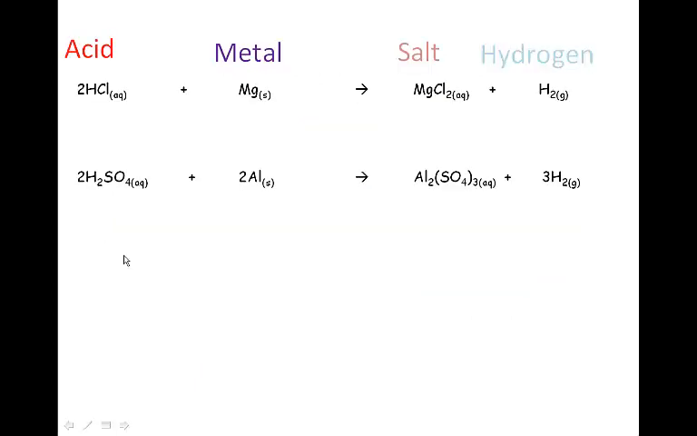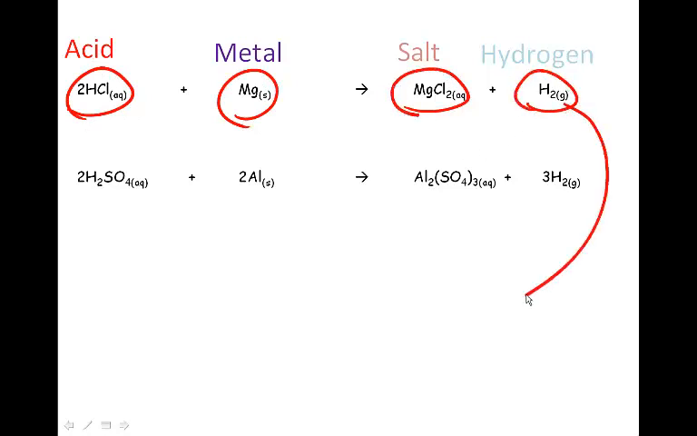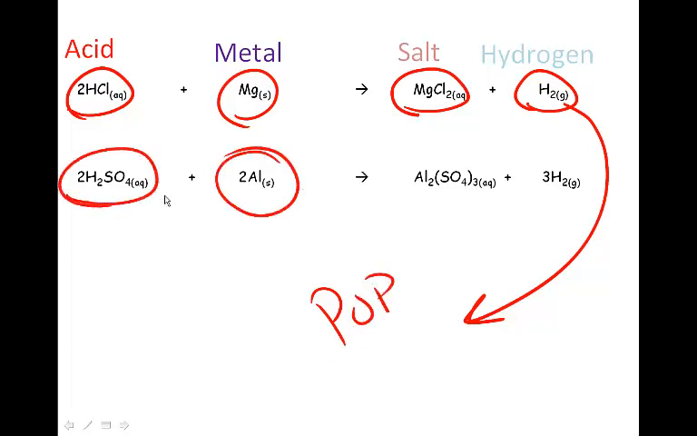So let's take a look at one of these reactions. Hydrochloric acid reacts with magnesium to produce magnesium chloride, a salt, and also that hydrogen gas that goes pop or bang. Sulfuric acid will react with aluminum, the metal, to produce a salt, again, aluminum sulfate and hydrogen.